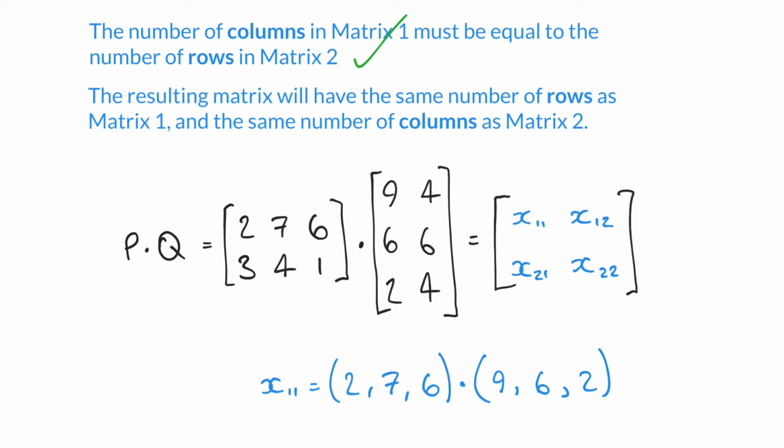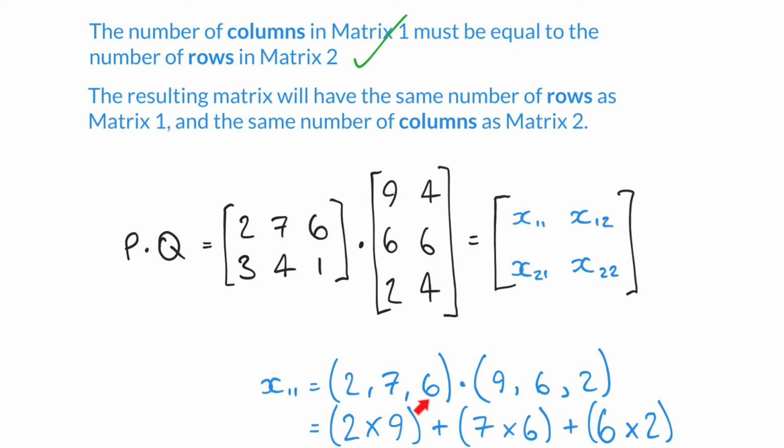And what we're going to do is take the dot product of these two sets by multiplying the first terms from each set, 2 times 9, adding that to the multiplication of the second terms, 7 times 6, and then finally adding the multiplication of the last terms, 6 times 2.